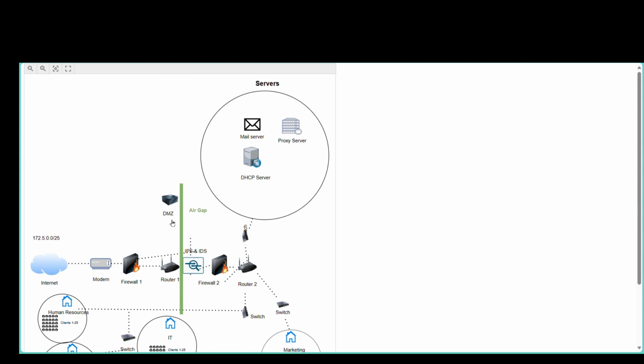The DMZ, Demilitarized Zone, is an isolated network that allows organizations to safeguard their inside networks. Next, we have the air gap. The air gap functions to segregate computers and networks from other devices as well as the public internet.